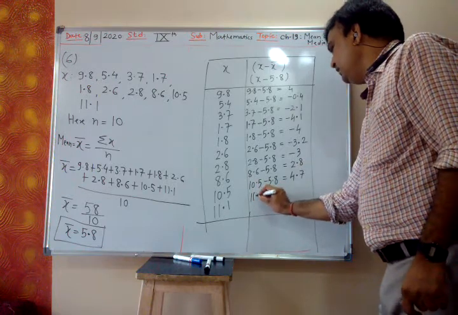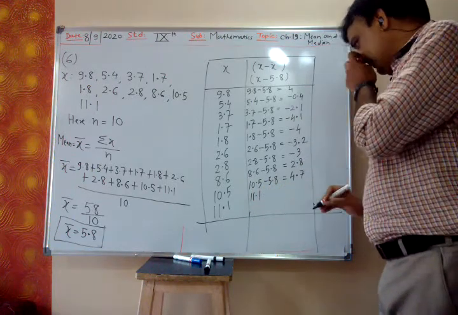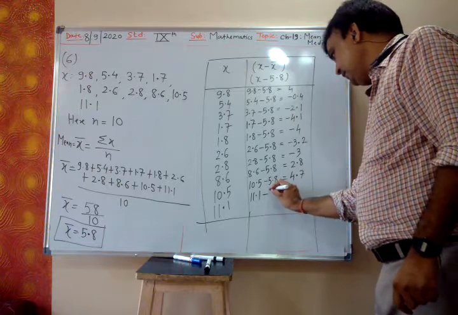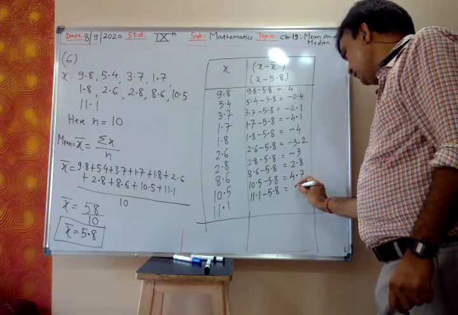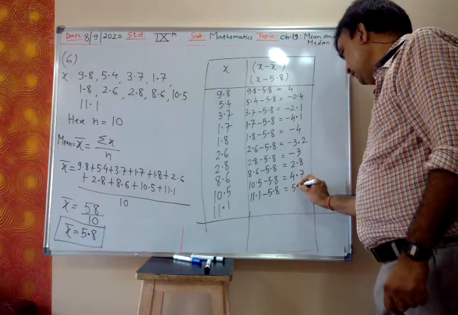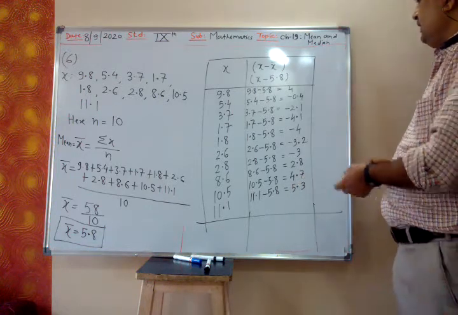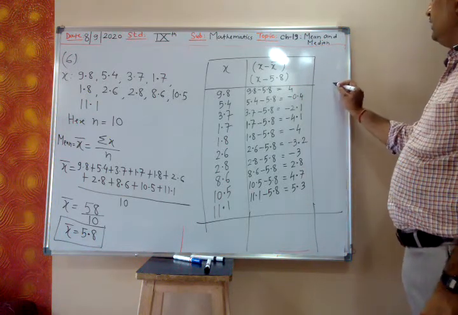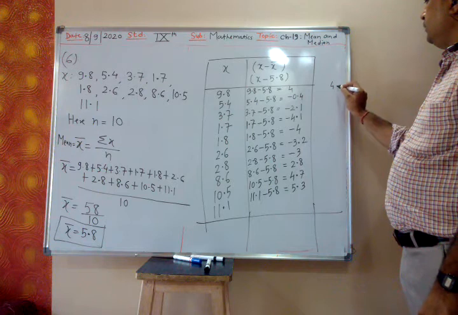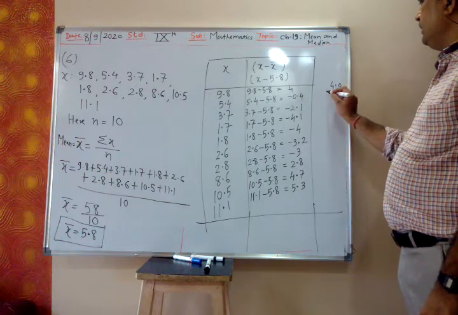Then 11.1 minus 5.8 is 5.3. Now you have to add all the values. See how we add all the values. Roughly, this is 4.0, then minus 0.4.